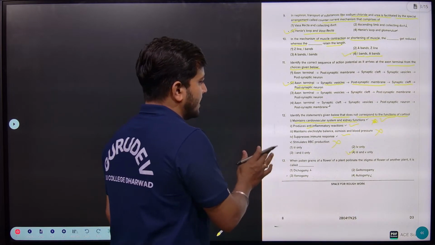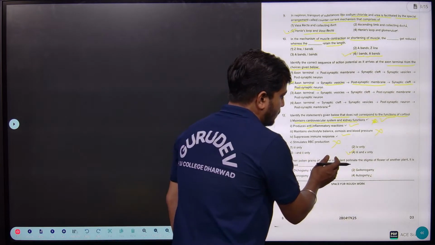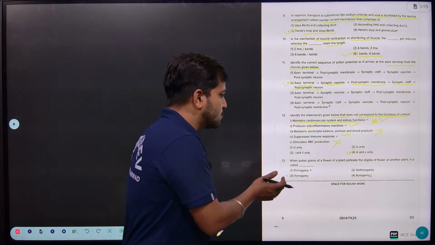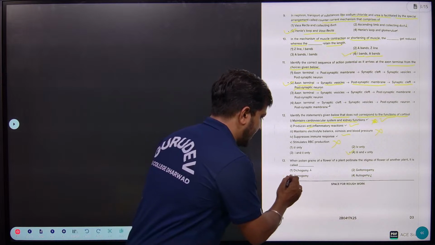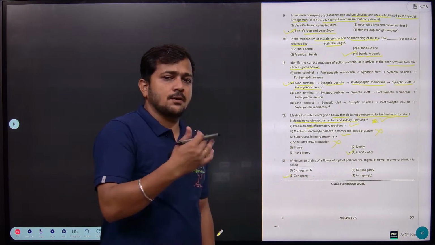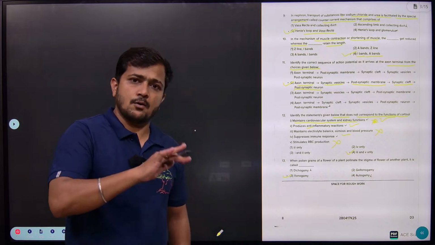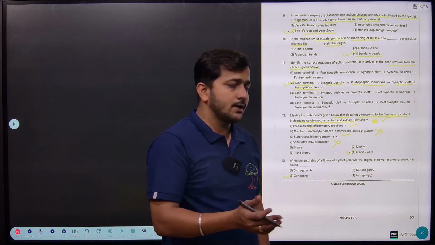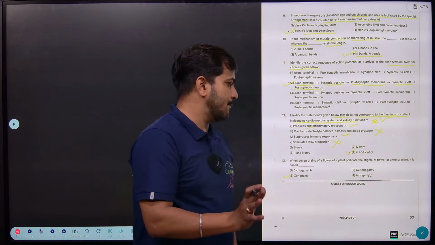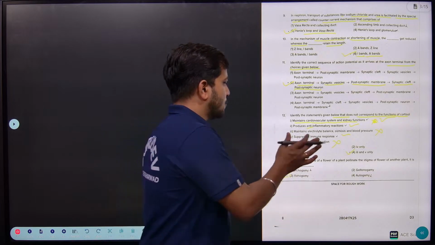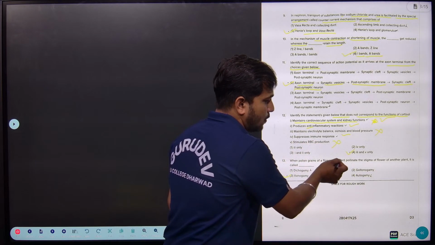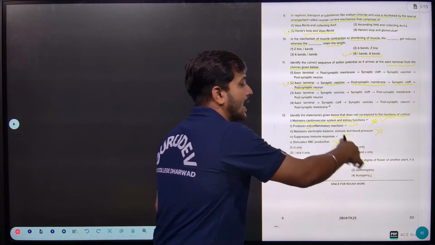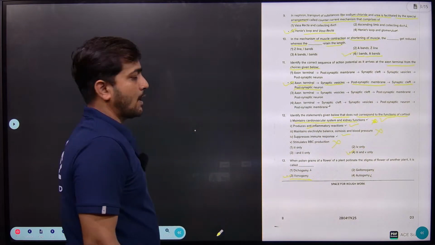Then the next question, the 13th one: when the pollen grains of a flower of a plant pollinate the stigma of a flower of another plant, what is it called? It is known as xenogamy, right? Geitonogamy is the transfer of pollen grains to a different flower of the same plant. With autogamy, the transfer of pollen grains happens to the same flower, on the same plant only. So based on the question, the pollen grains of a flower of a plant pollinate the stigma of a flower of another plant, so definitely it is nothing but xenogamy, right?